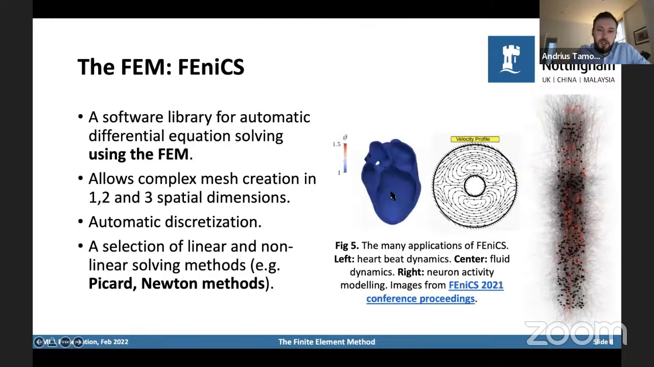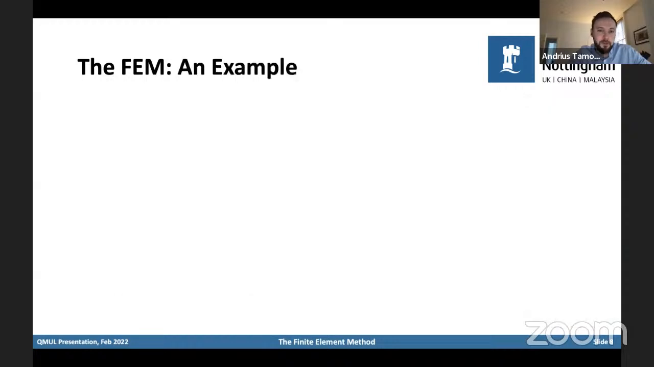And obviously, there are all kinds of applications. This is from last year's conference, the FEniCS 2021 conference. And these are just some examples, anything from describing the blood flow in the chambers of the heart, to various fluid dynamic applications, to modeling neuron activity. In this case, the key point of this talk is that we're going to be using that for solving the nonlinear equations of motion in modified gravity.